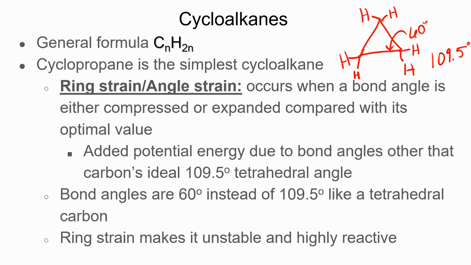And so this has a lot of ring strain or angle strain, and that occurs when a bond angle is really compressed or expanded compared to what it ought to be. In this case, it ought to be 109.5 for a tetrahedral carbon. And so all that added potential energy due to tightening up that bond angle to an angle that's so much smaller than carbon's ideal bond angle is added as ring strain. So cyclopropane is really reactive. That ring strain makes it a highly unstable, highly reactive molecule.